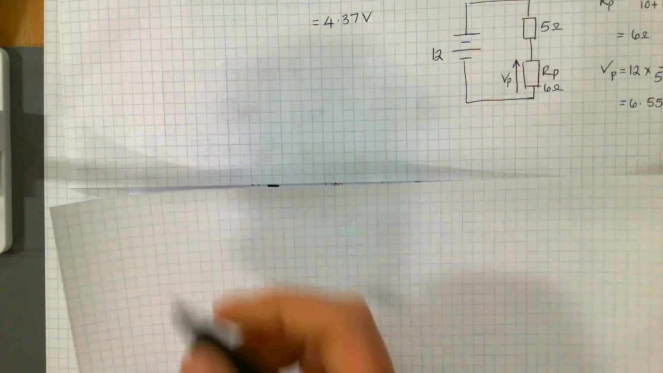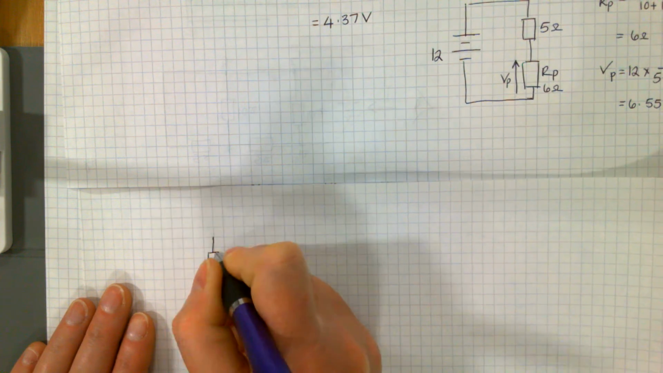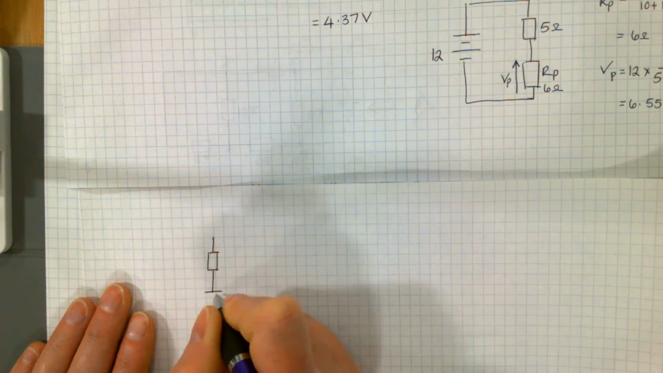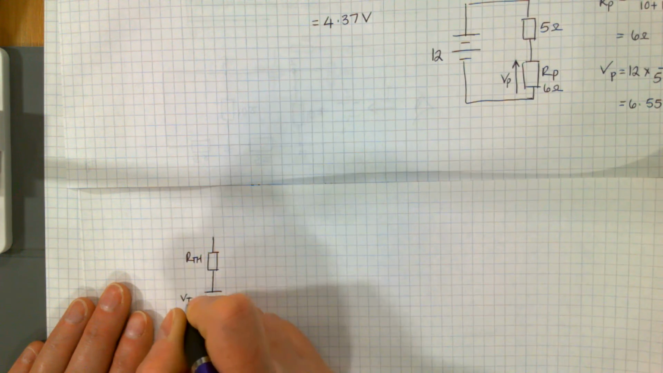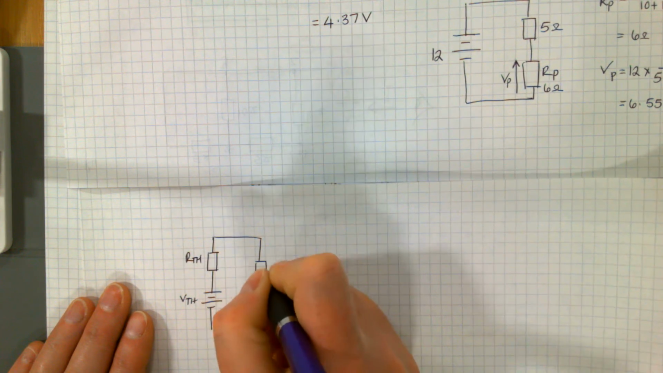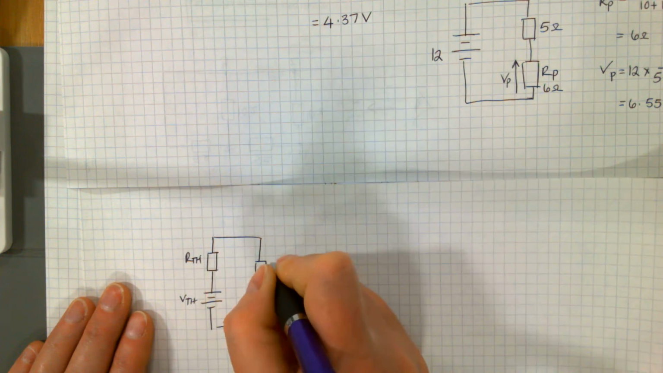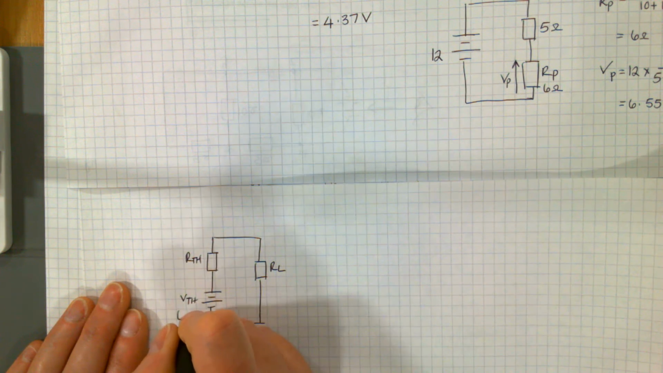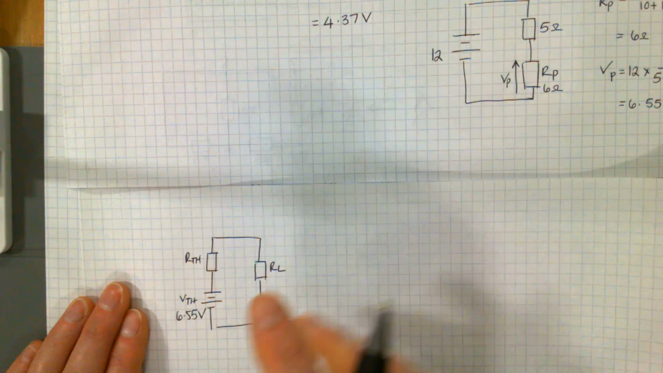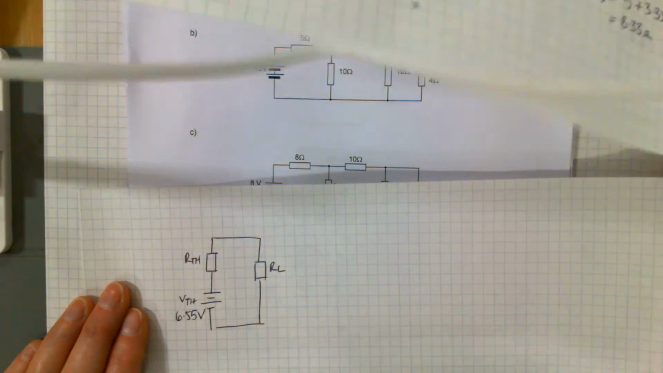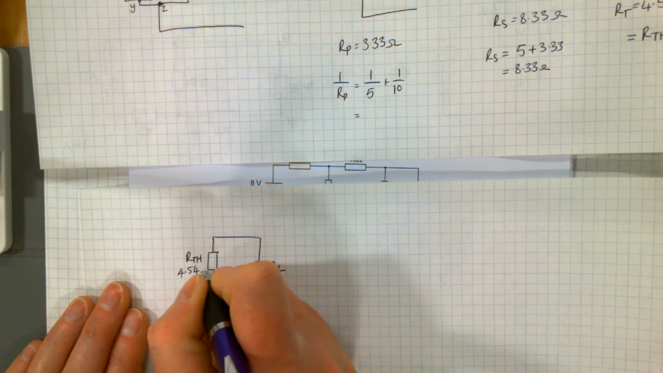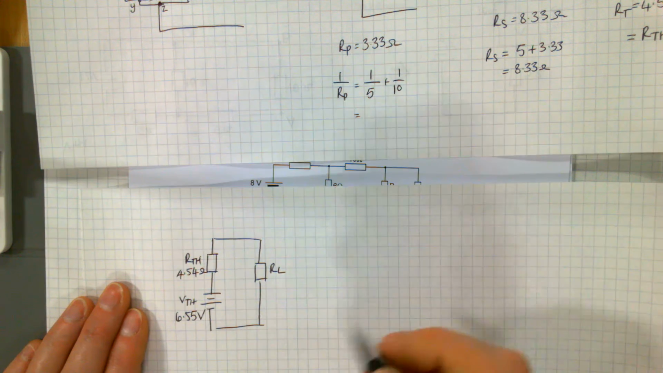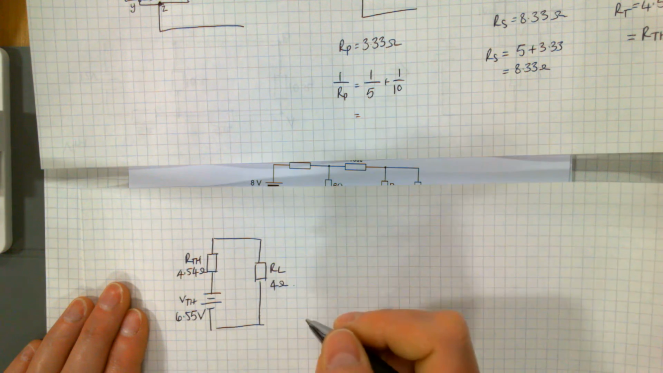So your Thevenin equivalent circuit is always going to be your Thevenin resistance, your Thevenin voltage, and your load resistor added back on. So 6.55 volts was for your Thevenin voltage. Your Thevenin impedance 4.54 ohms. And your original load resistor was 4 ohms.